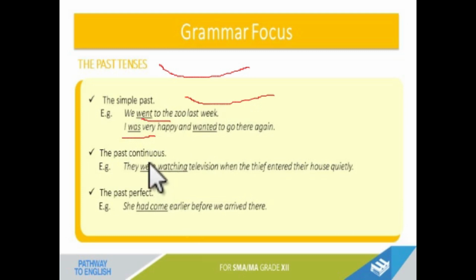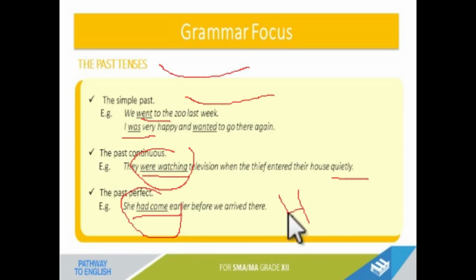And then we also use past continuous: they were watching the television when the thief entered their house quietly. So this is about past continuous tense. Also the past perfect will be used: she had come earlier before we came there. Had come, had plus verb 3. So this is the grammar of past tenses.